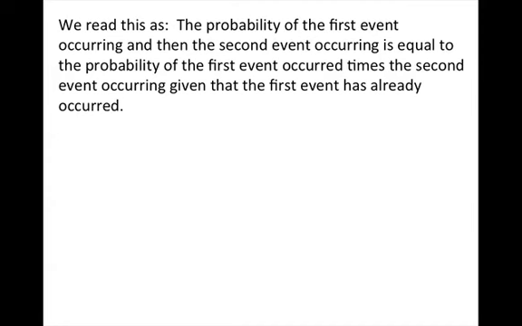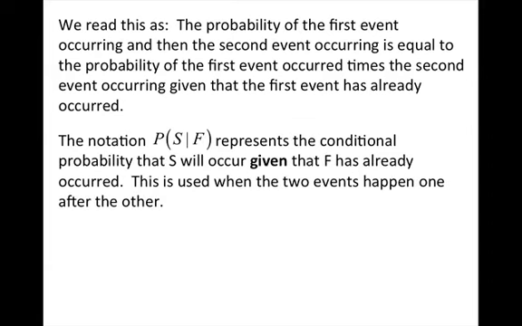That's equal to the probability of the first event occurring, the probability of F, times the probability that the second event occurred given that, or knowing that, the first event has already occurred. That's the second part, the probability of S given F. That represents the conditional probability that S will occur given that F has already happened. So it's the probability of the second event happening knowing that the first event has already happened.